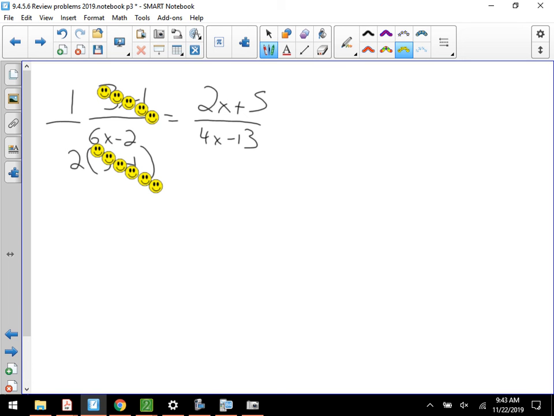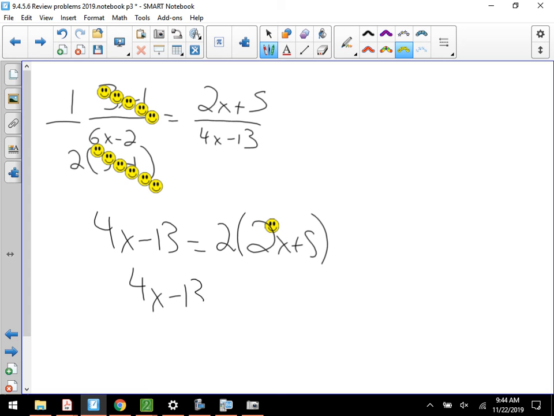Now you cross multiply, you get 4x minus 13 is 2 times 2x plus 5. You can simplify out ahead of it if you want. If you didn't, it would happen anyway. It would wind up working itself out. So you get 4x minus 13 is 4x plus 10.